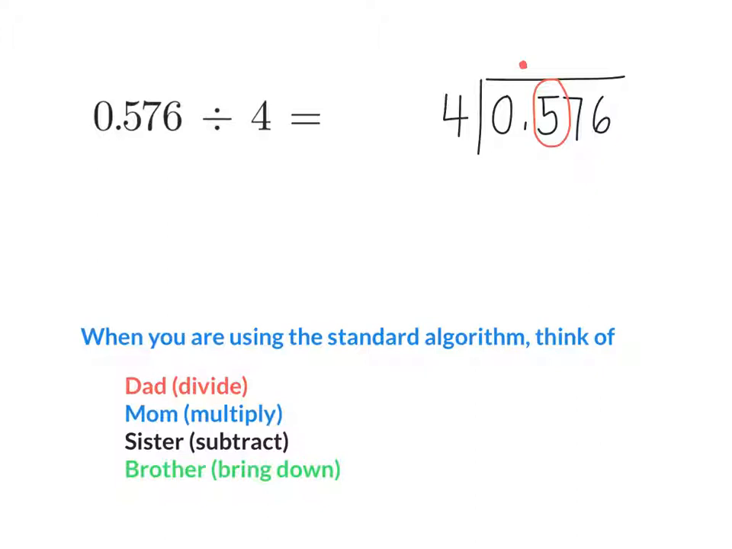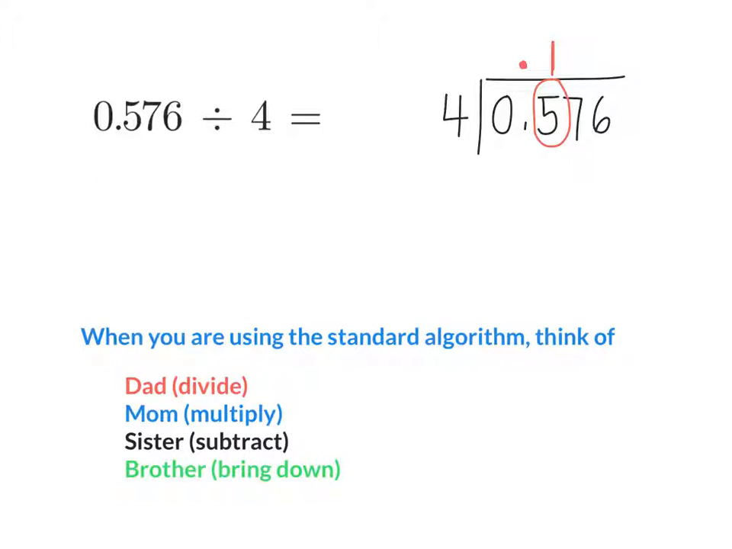The first member of the family is dad. Dad starts with D, which tells you to divide first. If I have 5 tenths, I want to divide it into 4 groups. How many can I put in each group? 1 tenth. So dad's going to divide and record at the top for the quotient that you can put 1 tenth in each group. He's making sure to line up the place values. It's 1 tenth and not 1 one, right?